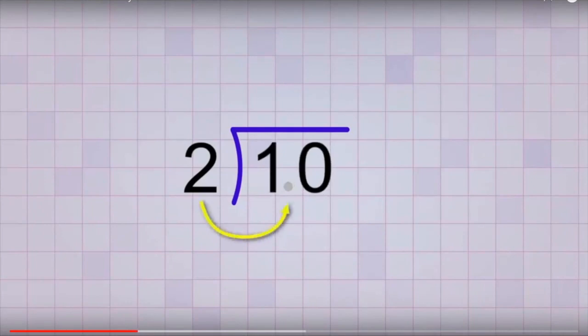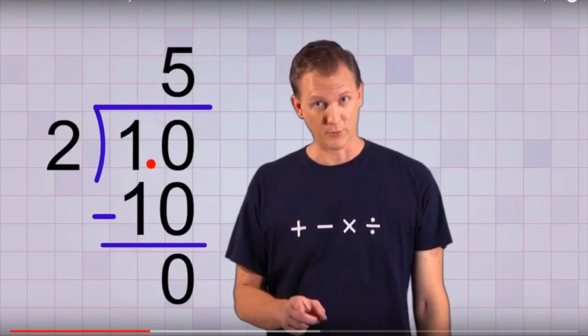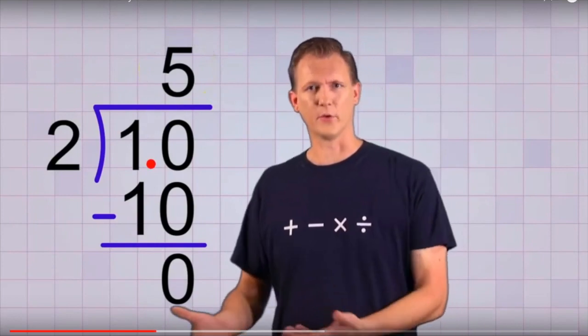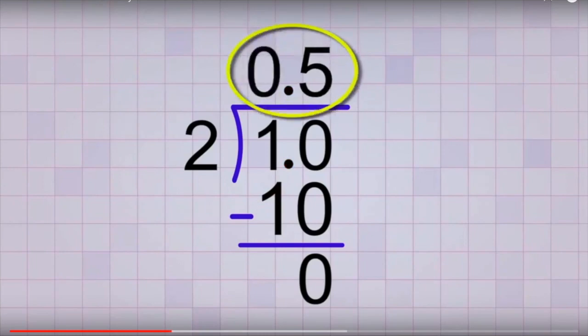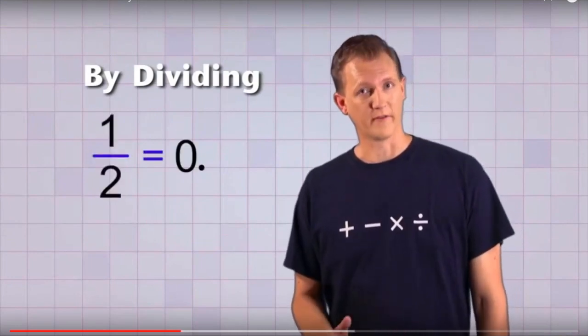So 2 will go into 10 5 times, because 5 times 2 equals 10, and that leaves no remainder. So we're done, right? Not so fast. We've got that decimal point to deal with. And we know that 5 can't be the answer because 5 is bigger than 1/2. We just need to include the decimal point in our answer for it to be correct. We put it directly above the decimal point in our problem. There. Now our answer is 0.5, or .5, which is the more proper way to write it. So by dividing, we figured out that the decimal value of 1/2 is 0.5.